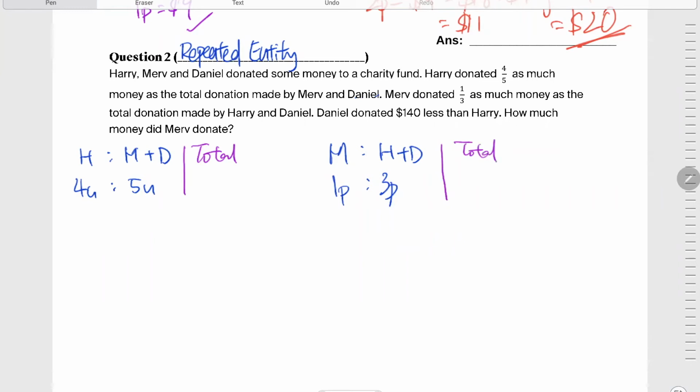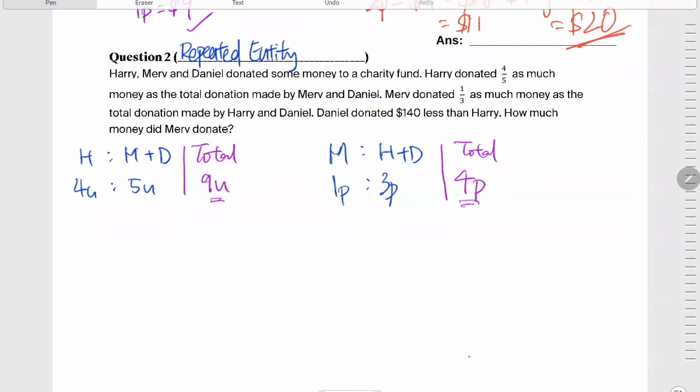The three of them. So even though the two proportions refer to different entities, you realize that actually the total is basically H plus M plus D. The first proportion is expressed in 9 units, the second proportion is expressed as 4 parts, also H plus M plus D. So the moment you find that they are the repeated entity, repeated entity means that the total is the same, the quantity of the total, the value of the total, are the same in both proportions. So it also means that 9U is the same as 4P.